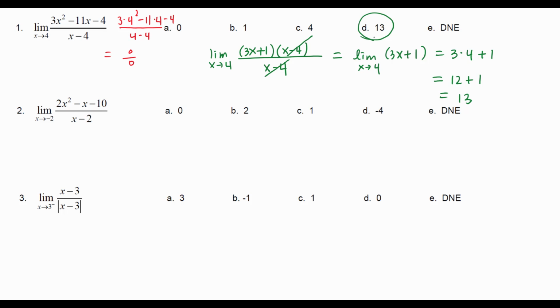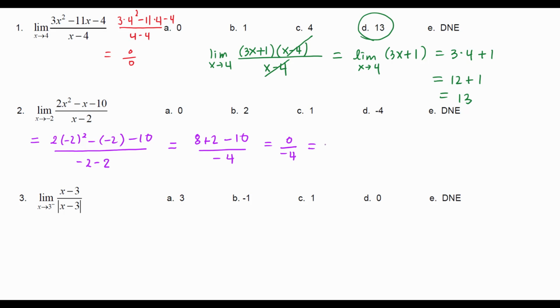Second problem: when I plug x equals negative 2 into the denominator, it's not 0. So I'm going to do direct substitution and plug in x equals negative 2 to see what happens. If I do, I get 2 times negative 2 squared minus negative 2 minus 10 over negative 2 minus 2, which is 4 times 2 is 8, plus 2 minus 10 over negative 4. I get 0 over negative 4, which is 0. So the limit is just 0, since I plug it in and I get a number, and that is the limit.